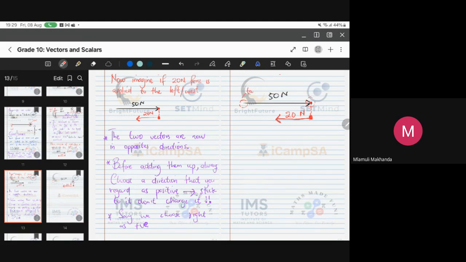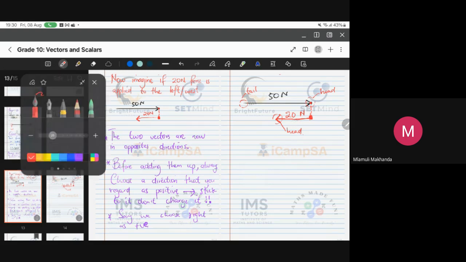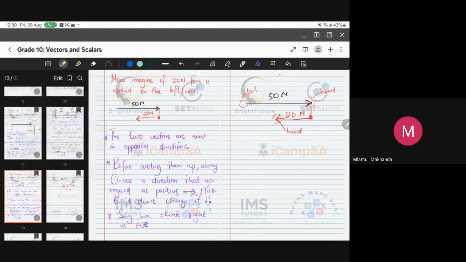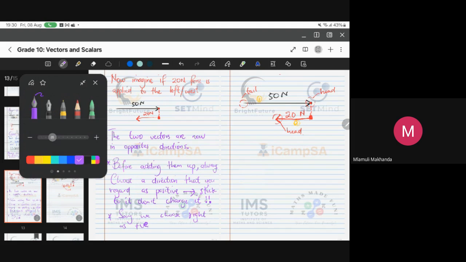Tail, head, head. From the tail of the first vector, this is vector 1, this is vector 2. Okay, let me label them using a different color. Now it looks fun. To the head of the last vector.